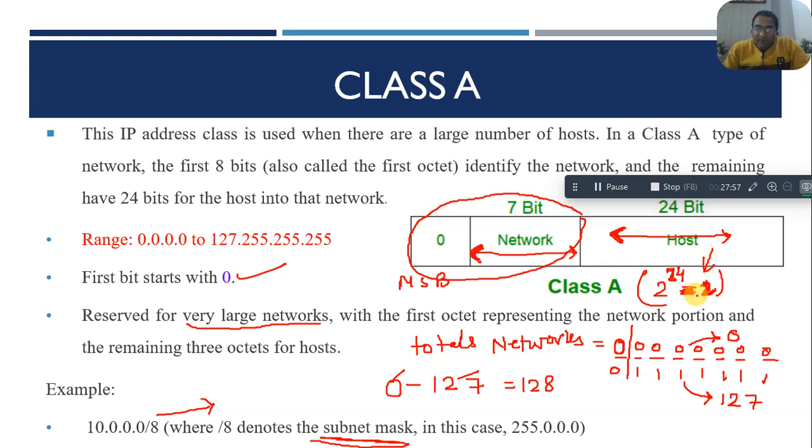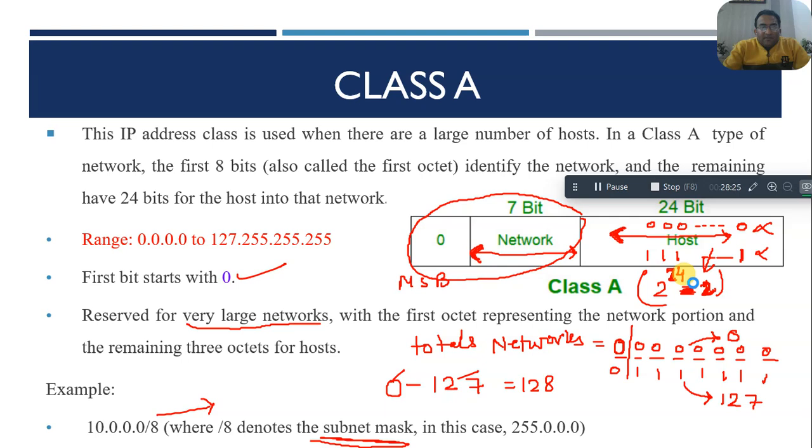Why am I doing this minus 2? Because, as I told you, the 24 zeros and the 24 ones cannot be used for the IP address. That's why 2 to the power 24 is the total address count including these all-0 and all-1 addresses, but we cannot use them. That's why 2 to the power 24 minus 2.